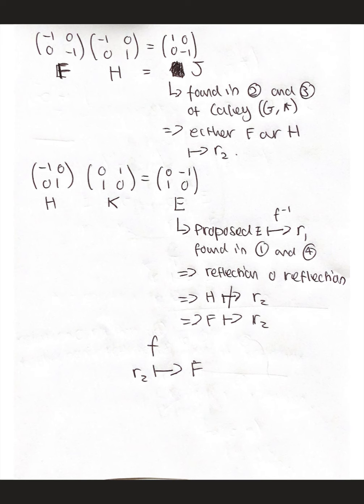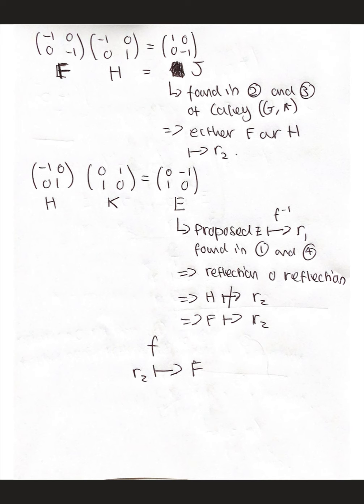But we can show this. Let's take one of them, let's say H, and combine it with another matrix that's its own inverse, let's say K. If we combine H and K, we get E. As we know, E is our proposed element that's isomorphic to R1. In other words, f inverse is going to map E to R1. It's found in quadrants 1 and 4. Which implies, if we're saying our operations have to be identical, the only way to get E is 2 reflections combined. Which means that H and K must each be isomorphic to a reflection. They can't both be rotations, because we've only got one rotation that is unallocated. Therefore, H cannot be isomorphic to R2, therefore F must be isomorphic to R2, because F or H has to be isomorphic to R2.